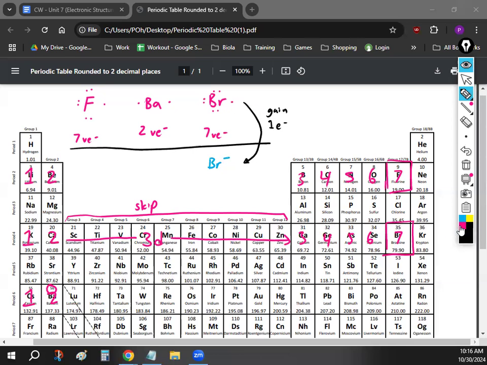So Br minus's Lewis structure will look pretty much the same. There's going to be the 7 dots that we had, but since it gained 1 electron, we just draw 1 more on it. And there you go. That's Br minus's Lewis structure. We just draw the extra dot.